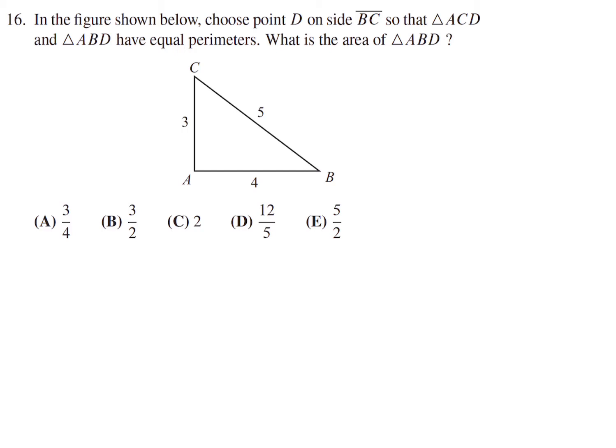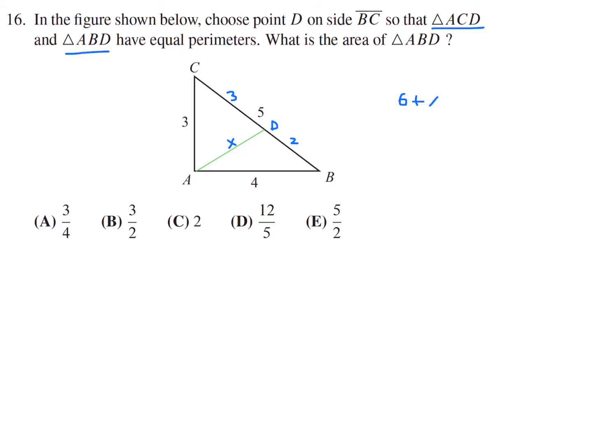In the figure shown below, point D is on side BC, so that ACD and ABD have equal perimeters. What is the area of ABD? Okay, well, I believe it's going to be approximately here, that D, because if I put D there, and therefore this becomes 2, and this becomes 3, and this is whatever it is, x, then the perimeter would be 6 plus x for each of those triangles, ACD and ABD.